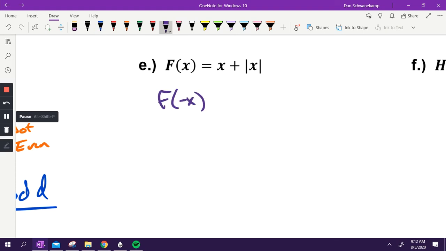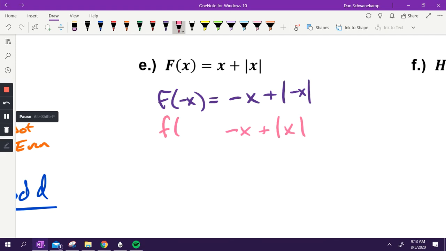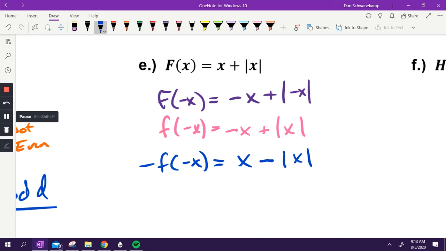So f of negative x. Everywhere there's an x, I'm going to make it a negative x, even inside the absolute values. So this is negative x still. What happens if I take the absolute value of negative x? It's going to be positive x. That's what f of negative x is. Is that the same as what I started with? No. So then I'm going to find negative f of negative x, or in other words, multiply everything by negative. If I multiply negative x by a negative, it'd be a positive x. And then if I multiply this by a negative, it would be minus absolute value of x. Is that the same thing I started with? So what type of symmetry?